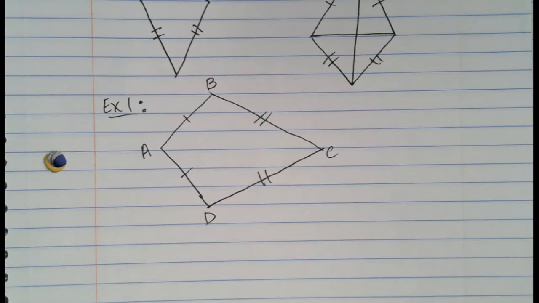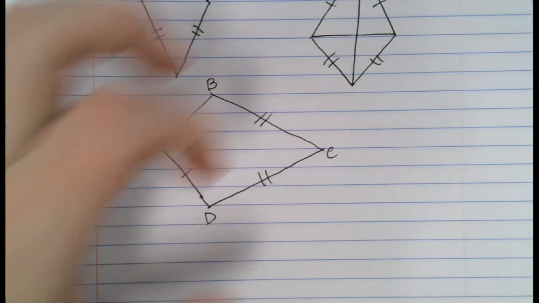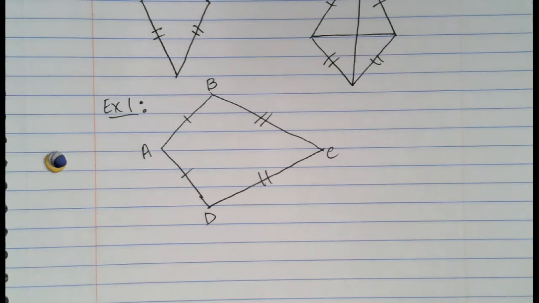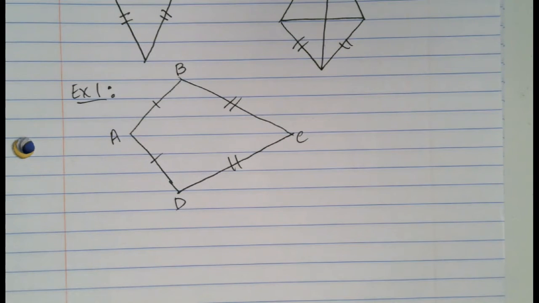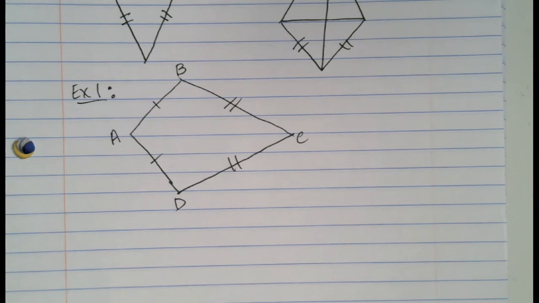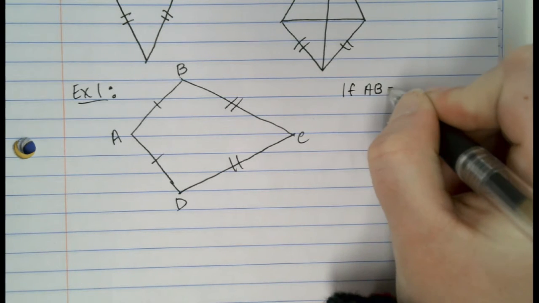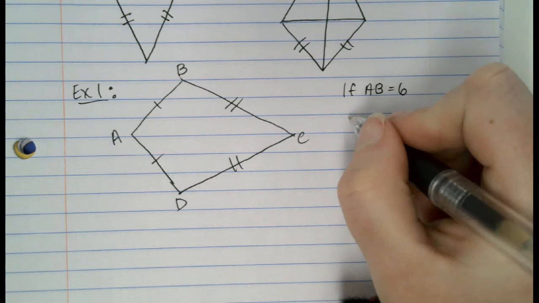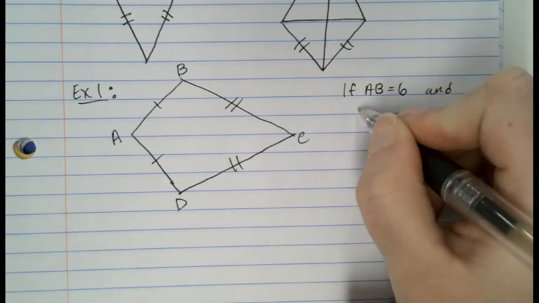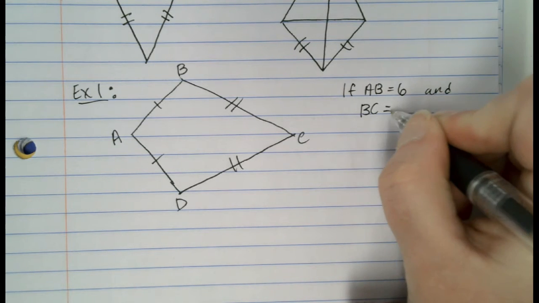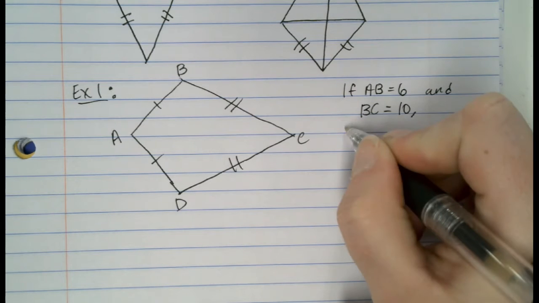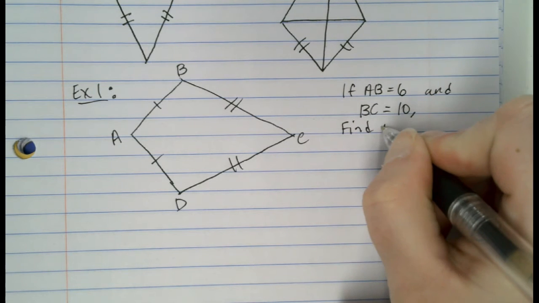Alright, here we go. Got a kite. These are equal. These are equal. So real quick problem I want to do. Let's say if AB is 6 and BC is 10, I want to find the perimeter of the kite.